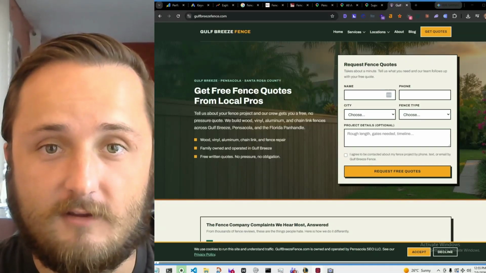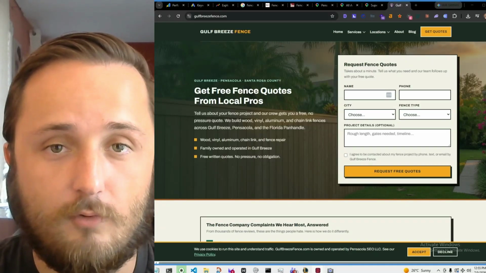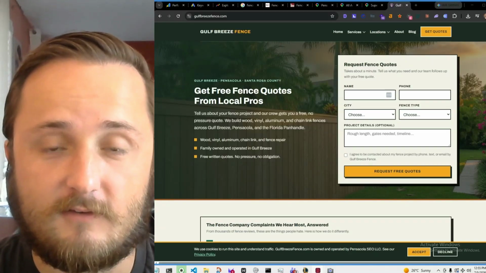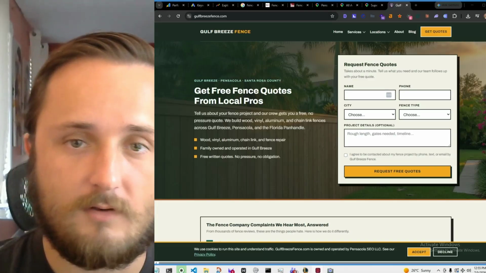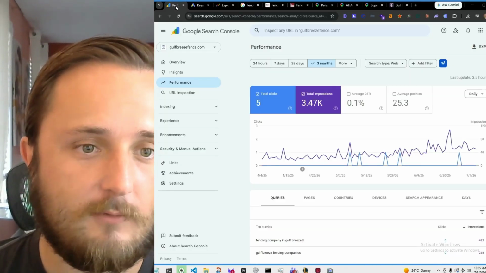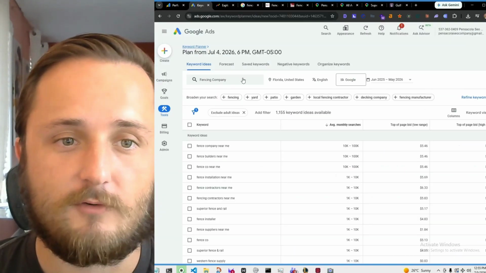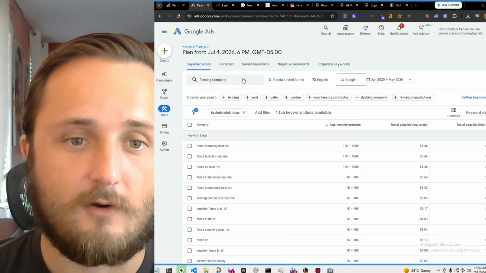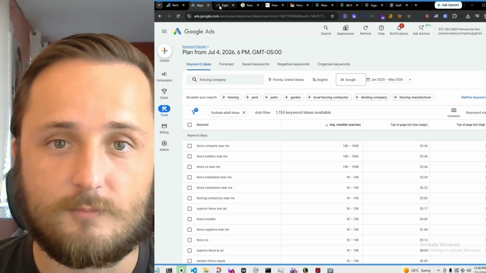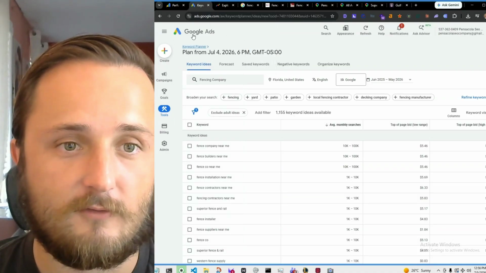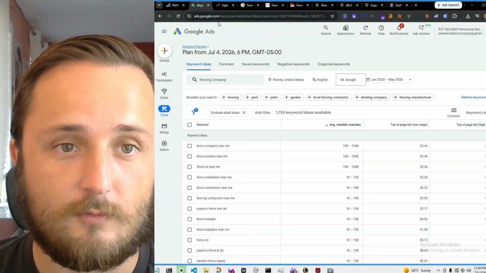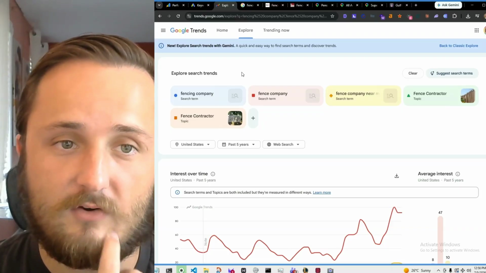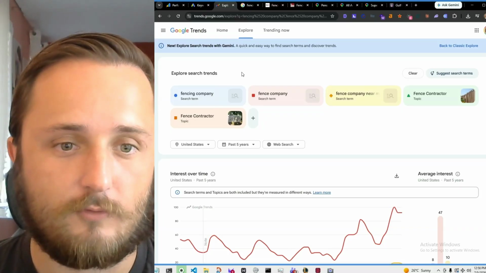If I started a fencing company in 2026, this is how I would rank them to number one. So, first thing I would do is some keyword research. There are some great free tools that Google provides. This right here is the Google Ads Keyword Planner, and over here is Google Trends.